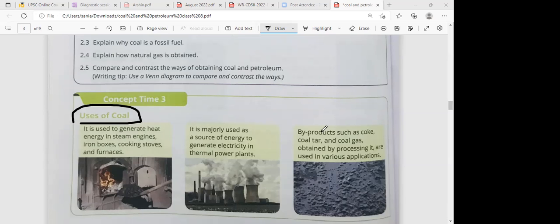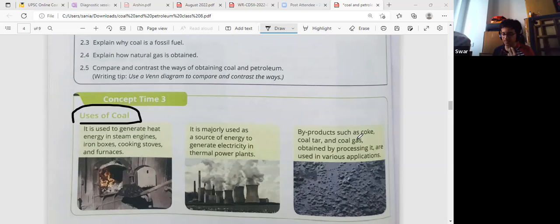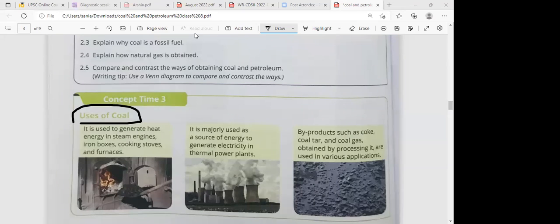Yes. See, byproducts such as coal tar and coal gas are obtained by processing it and used for various applications. So, what are the uses of coal? You are not directly using it, right? You are going to process it, and then you are going to get these products like coke, coal tar, and coal gas, and they have their different uses, right? Yes.